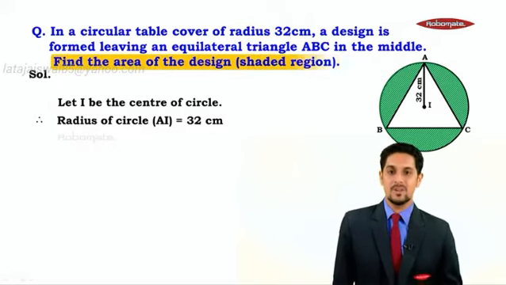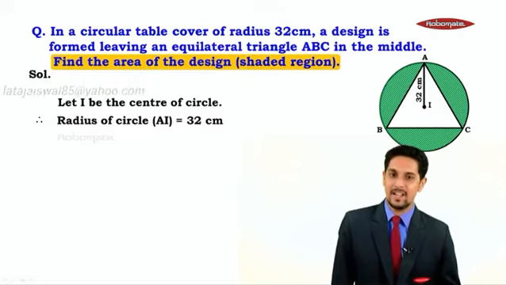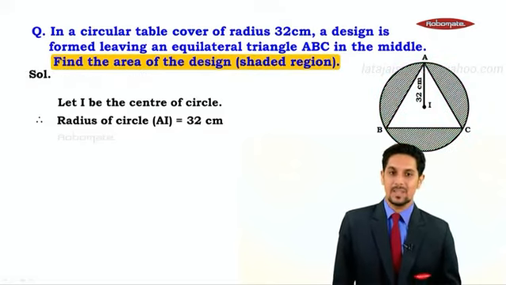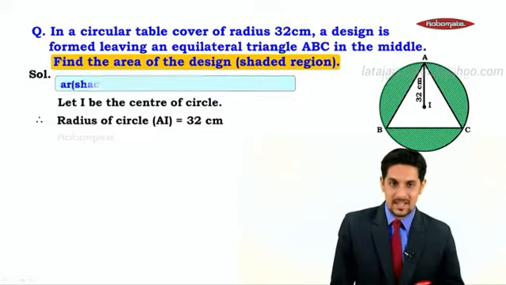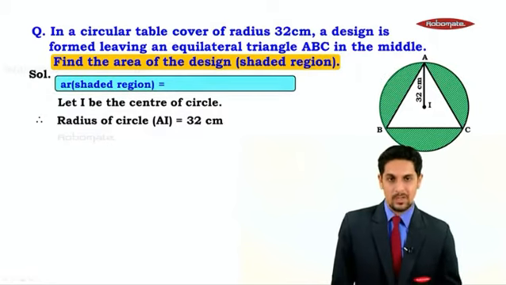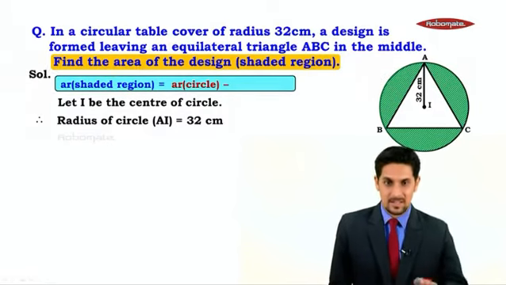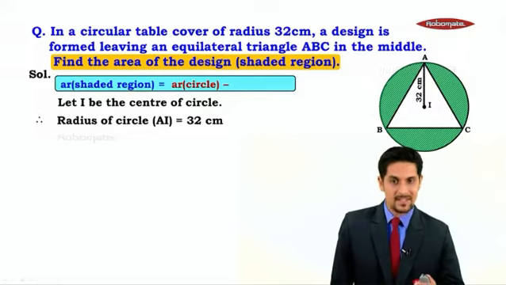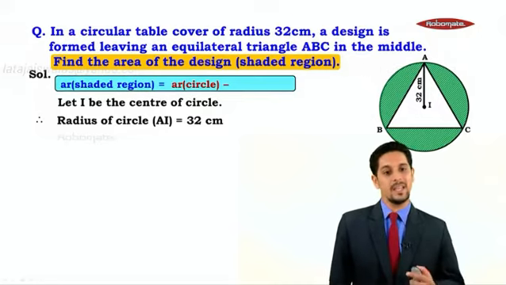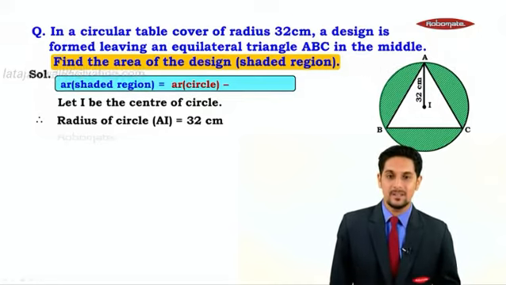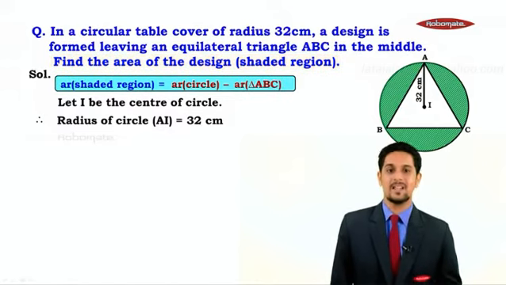Students, we are supposed to calculate the area of the design. So we can say the area of this design will be equal to area of the entire circle, and from this area of entire circle we are going to remove the area of this equilateral triangle. So we have to subtract the area of triangle ABC.